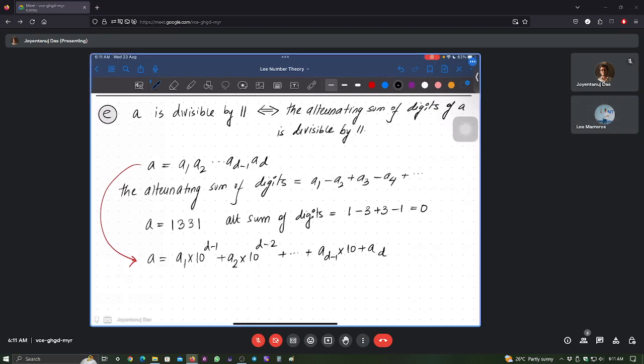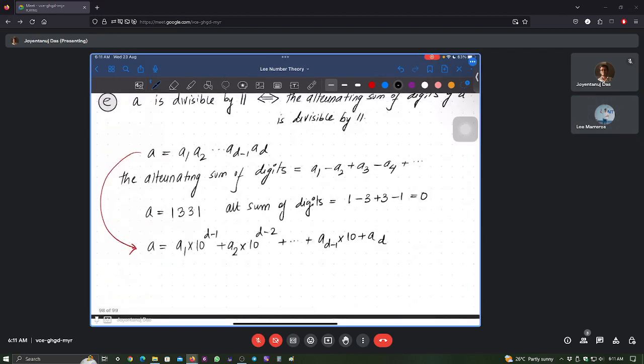And then we can apply mod 11 to that. So what will happen if I apply modulo 11? Then mod 11 is 10. So we will have 10 a1, 10 a2. So you are saying that 10 is congruent to 10 mod 11. That is fine. But what about other higher powers?